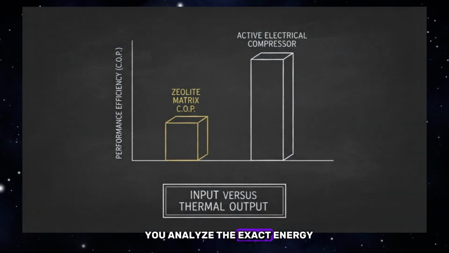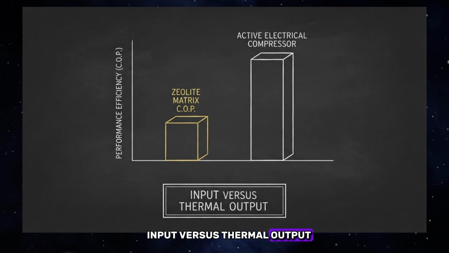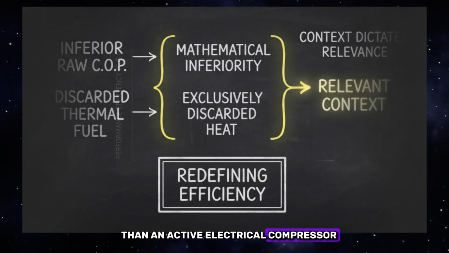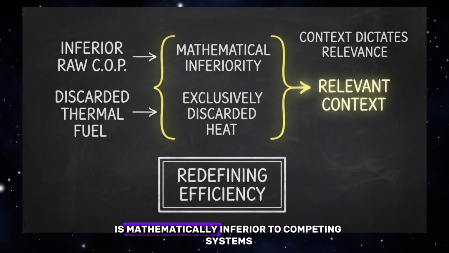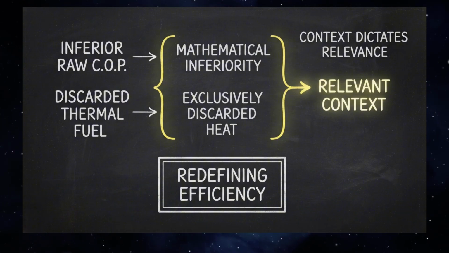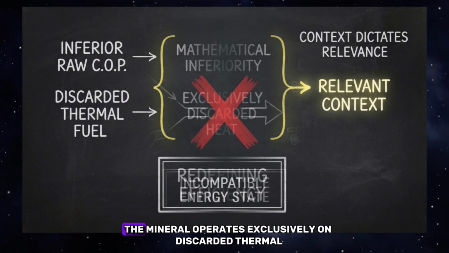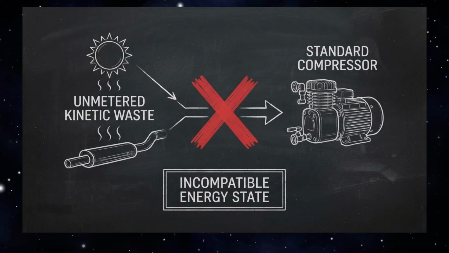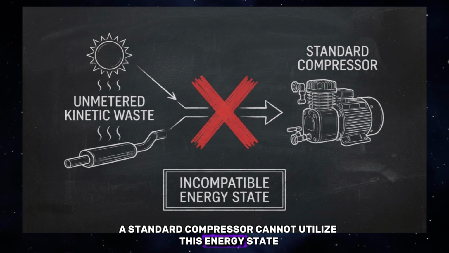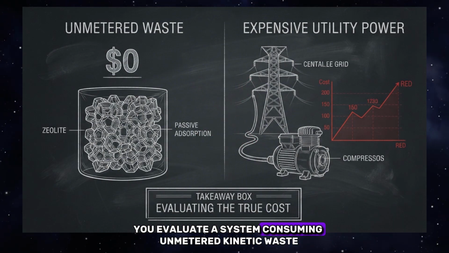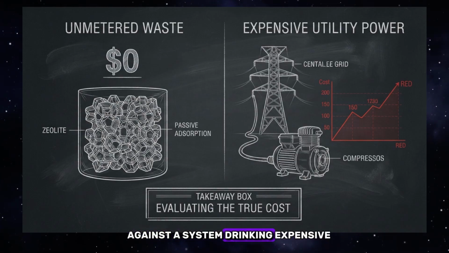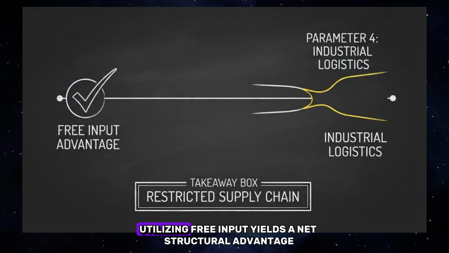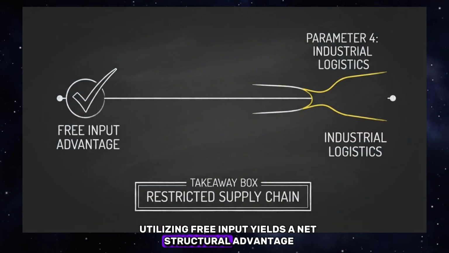Parameter 3 is thermodynamic efficiency. You analyze the exact energy input versus thermal output. A zeolite matrix outputs a lower coefficient of performance than an active electrical compressor. The raw COP is mathematically inferior to competing systems. The context dictates the relevance. The mineral operates exclusively on discarded thermal exhaust or solar radiation. A standard compressor cannot utilize this energy state. You evaluate a system consuming unmetered kinetic waste against a system drinking expensive centralized utility power. Lower mechanical efficiency, utilizing free input, yields a net structural advantage.